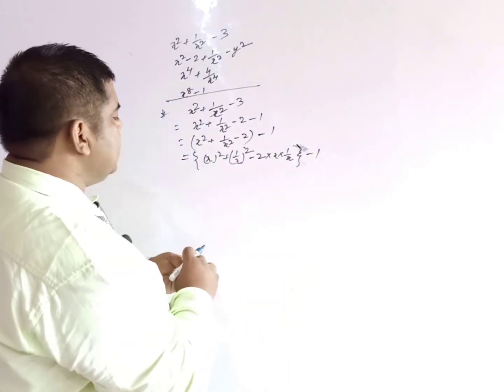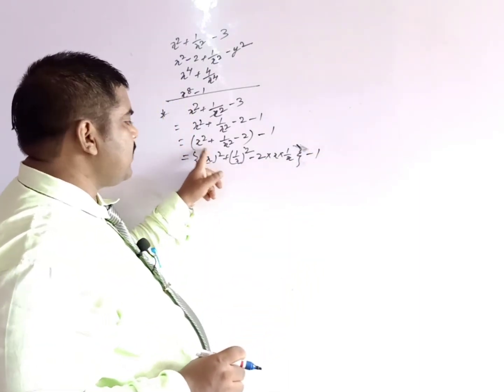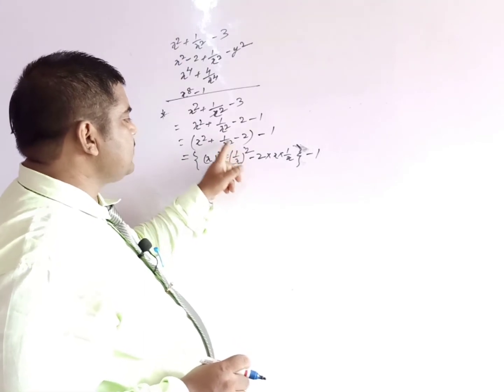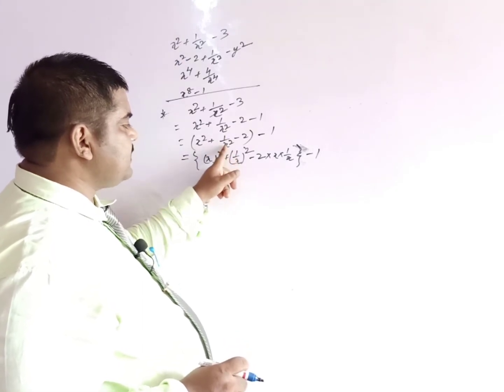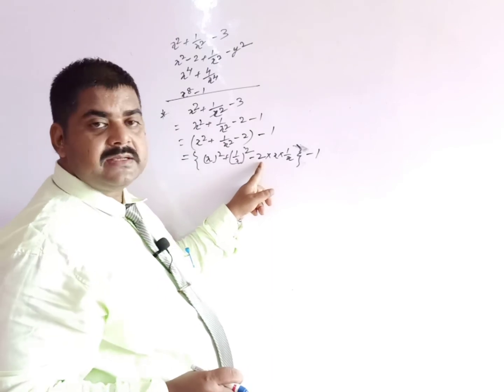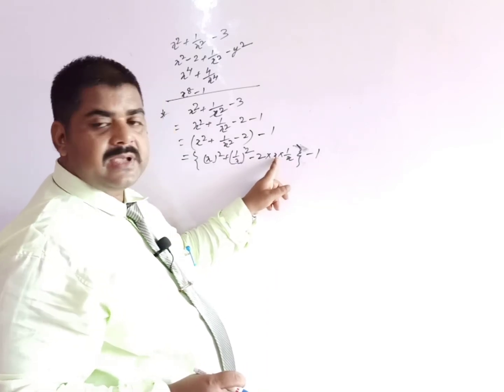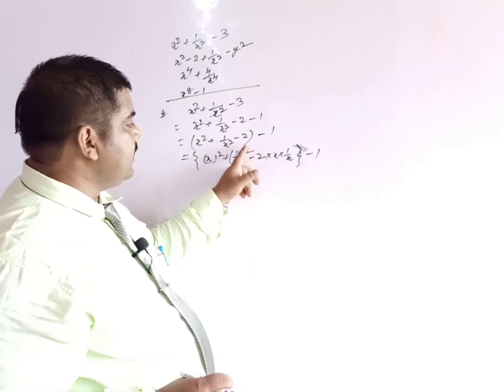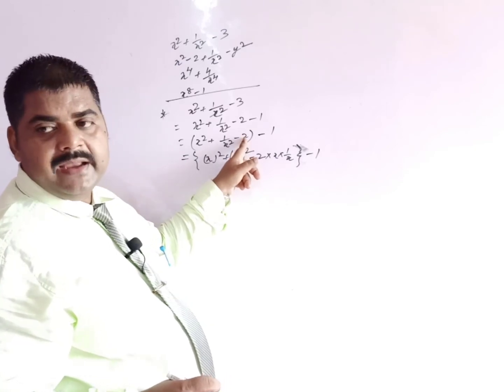Here you can just see that x square means x square, 1 upon x square, 1 square is 1 and x square is x square, and here you can just see that x and x both can be cancelled, and what will be the result? The result will be minus 2.